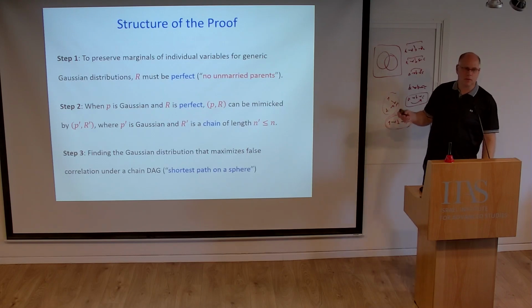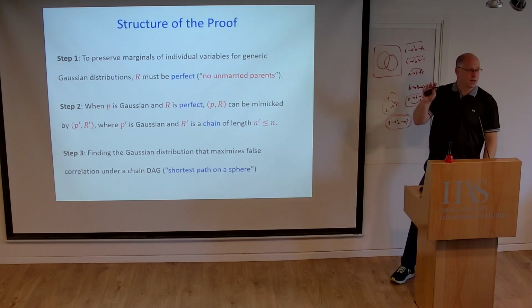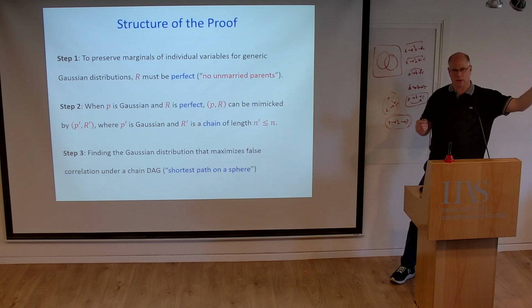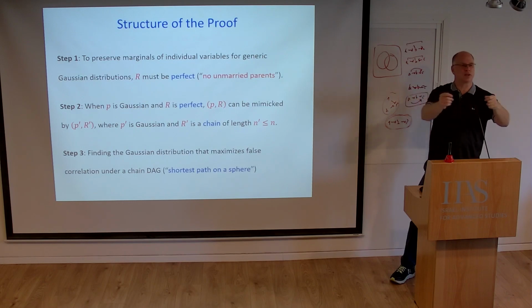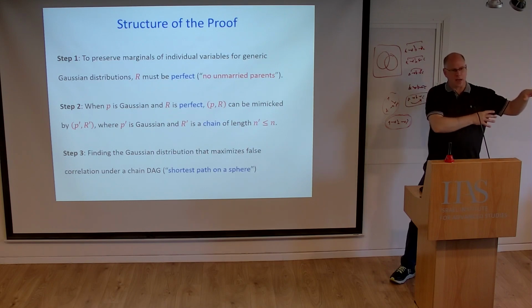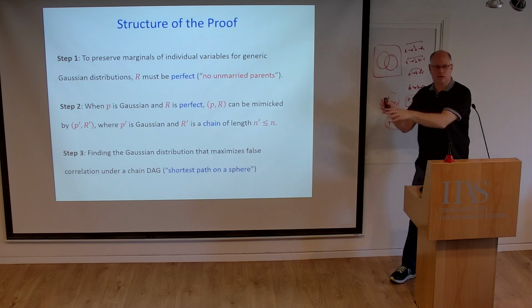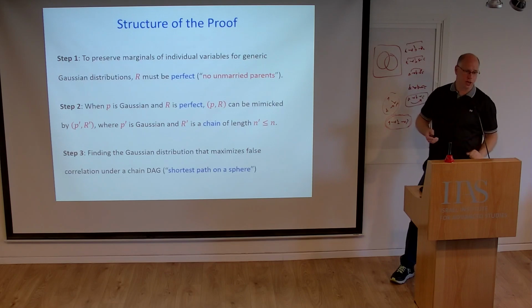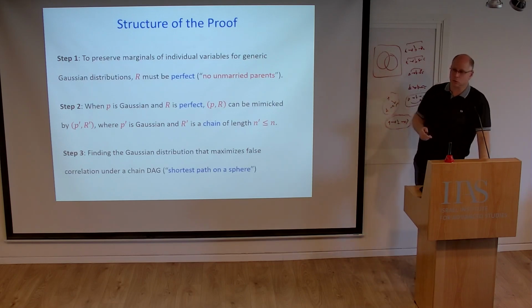The second step takes us from perfect DAGs to chains. The second step says, give me a Gaussian and give me a perfect DAG, I can find another Gaussian and a chain model with weakly fewer variables that are going to give us the same correlation that we're trying to sustain. I can do it with a certain DAG and a certain Gaussian. Then if I can do it that way, I can also do it with a different Gaussian and a chain model. So the reduction from perfect DAGs to chain models is without loss of generality.